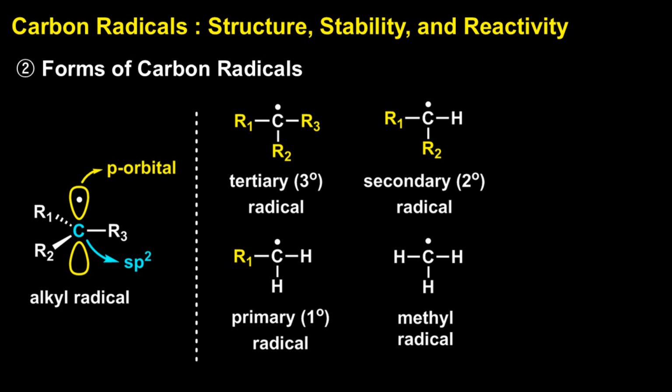And here's something important. The number of alkyl groups really affects stability. Tertiary radicals with 3 alkyl groups are the most stable. Methyl radicals with none are the least stable.